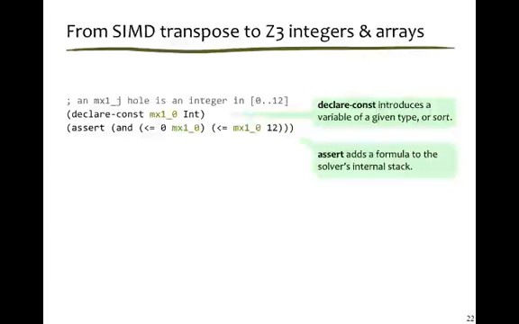Well, one of these holes, mx1 sub j, let's just concentrate on this one. The rest of them are going to look exactly the same. We say that it is an integer variable. You do that by issuing this declare constant command, which is kind of strange.